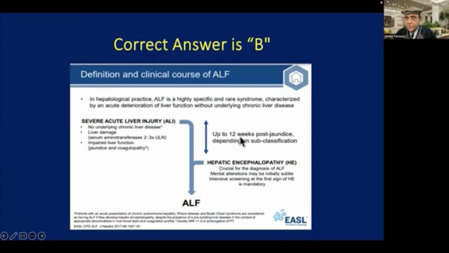Up to 12 weeks post-jaundice, depending on subclassification, when there is hepatic encephalopathy, it's crucial for the diagnosis of ALF. Mental alterations may be initially subtle, but intensive screening for the first sign of HE is mandatory. So when there is coagulopathy and liver damage, as in these patients, this is called acute severe liver injury. But when it is complicated by hepatic encephalopathy, then it is called ALF.